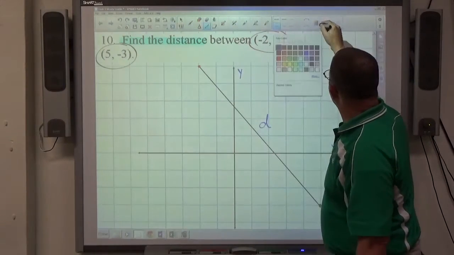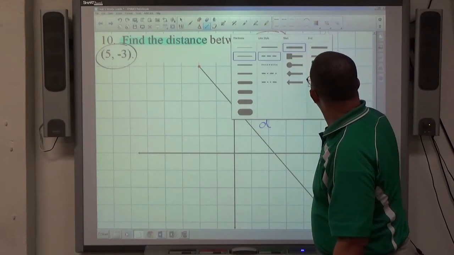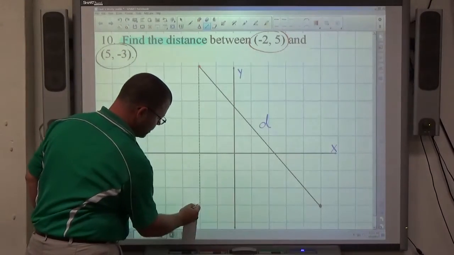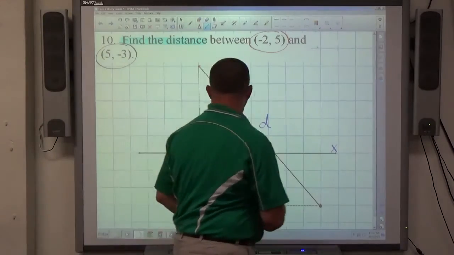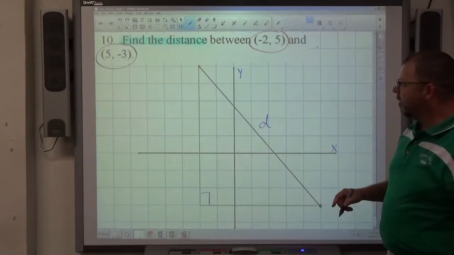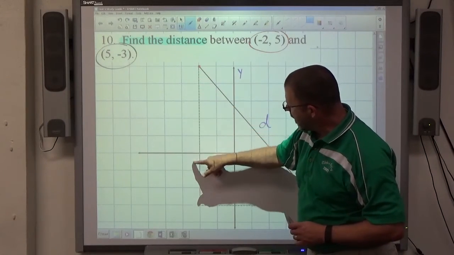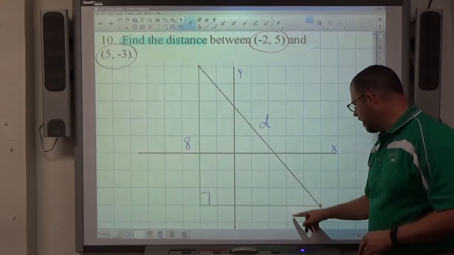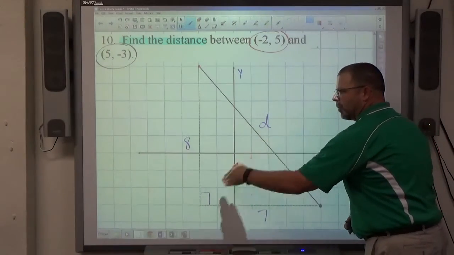The way I'm going to find the length of that segment is I'm going to find out how long this piece is, and find out how long that piece is. I'm creating a right triangle out of this picture. And the way you find out how long pieces are is you count spaces. 1, 2, 3, 4, 5, 6, 7, 8 spaces for that. 1, 2, 3, 4, 5, 6, 7 spaces for that. D is the hypotenuse because it's opposite the right angle.